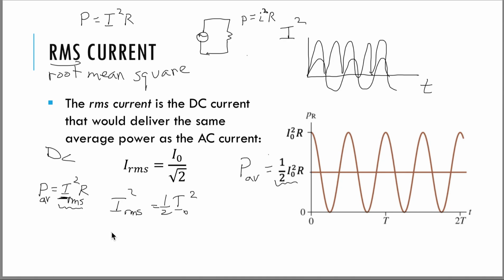Go ahead and solve for the RMS value. Take the square root of both sides. See what you get. You get square root of 1, which is 1. Square root of the 2 in the denominator is square root of 2. Square root of maximum current squared gives us I naught. So this is the definition of the RMS current. It's equal to 1 over the square root of 2 times the maximum current. What this means is that if you had a DC circuit with a current equal to this value, you'd have the same average power dissipated through that resistor.